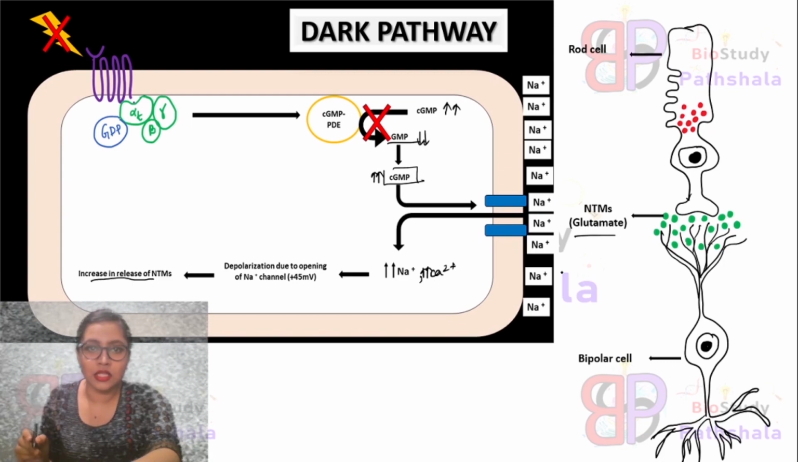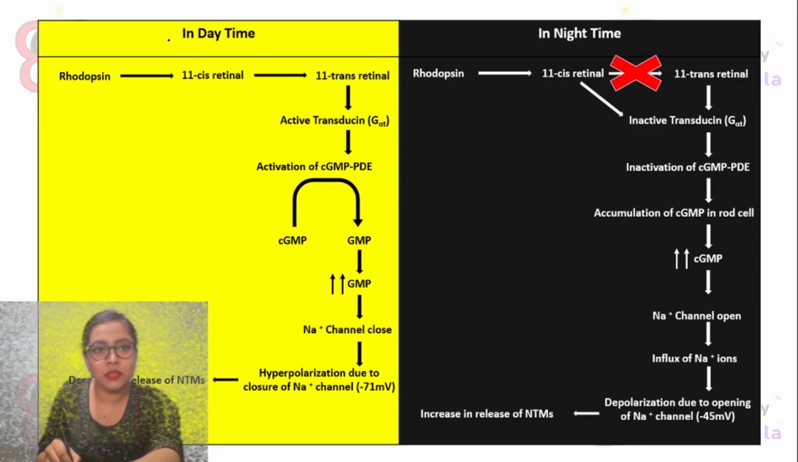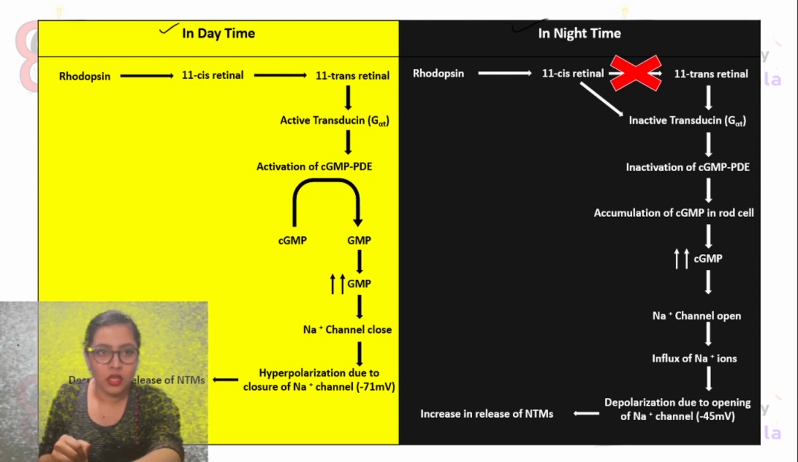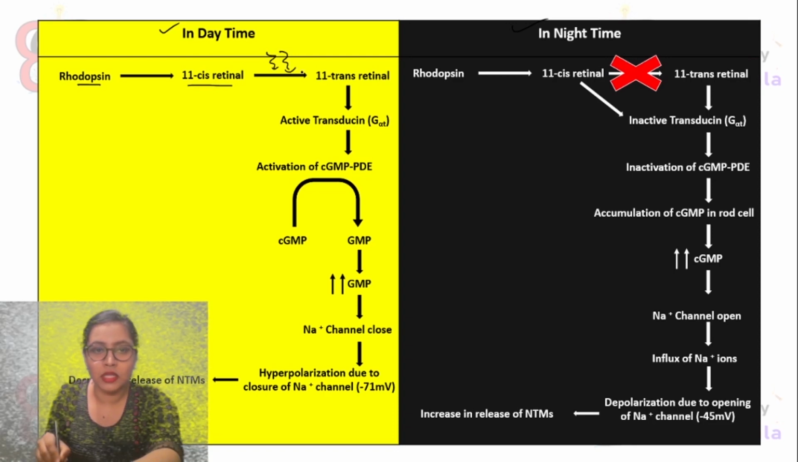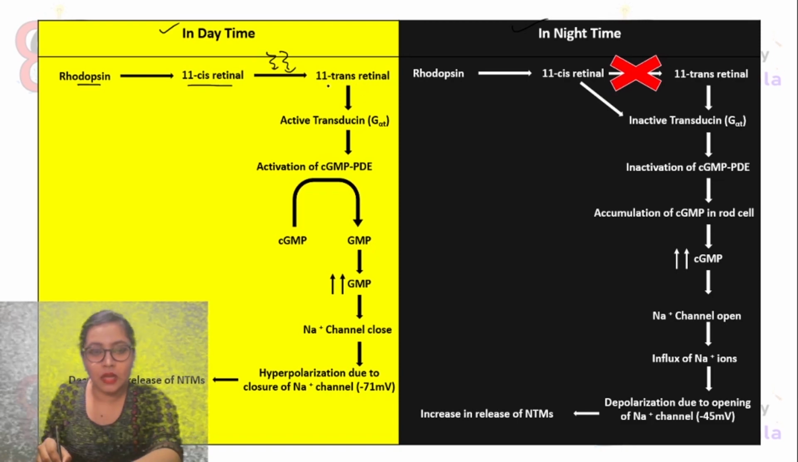Now we will see the differences, or the comparison, between these two pathways. This is the comparison between the pathway in daytime and in nighttime. You can see here rhodopsin is the GPCR protein and 11-cis-retinal is the chromophore, and this 11-cis-retinal, after absorbing the photon particle, forms 11-trans-retinal, which is the activated light absorbing pigment, and this activated light absorbing pigment further activates the transducin. Now this active transducin further activates the cyclic GMP dependent PDE.